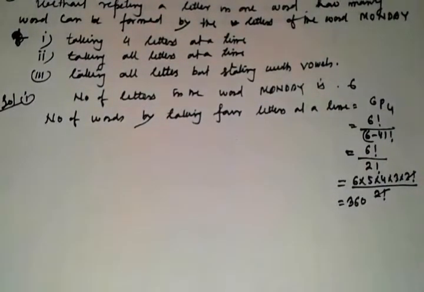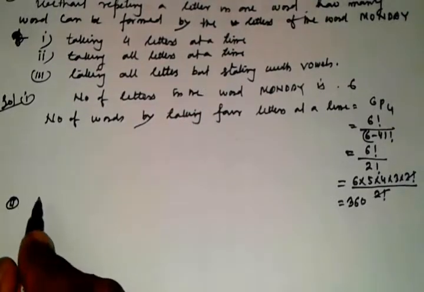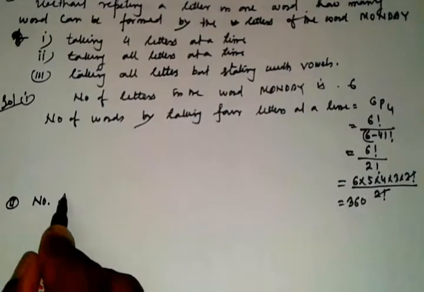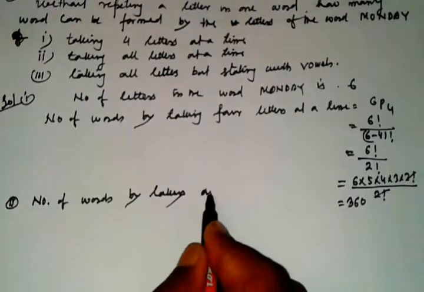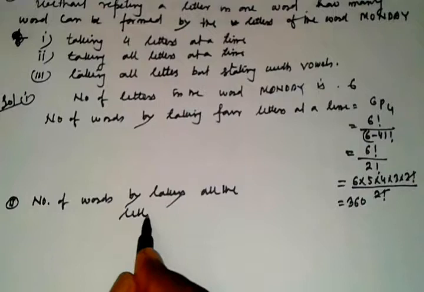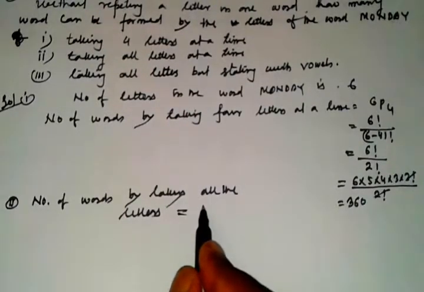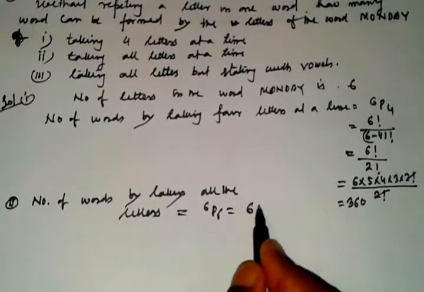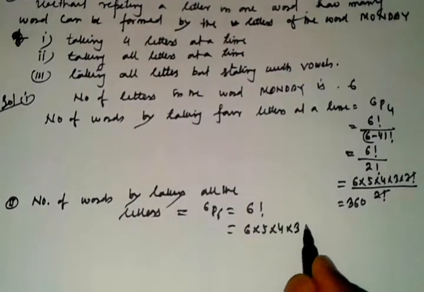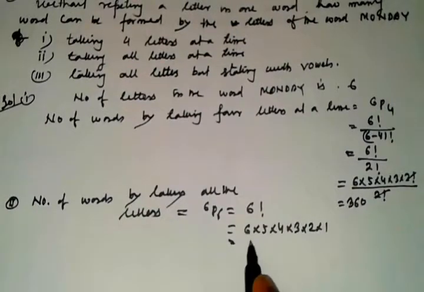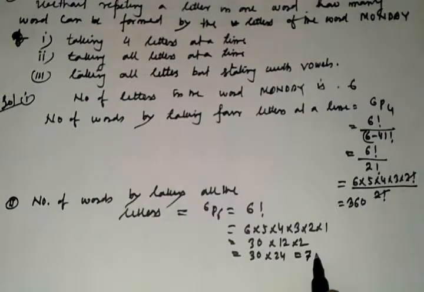Taking all the letters, the number of words by taking all the letters is equal to 6P6, which can be written as factorial 6, and factorial 6 is 6 into 5 into 4 into 3 into 2 into 1, that is 30 into 12 into 2, this is 720.